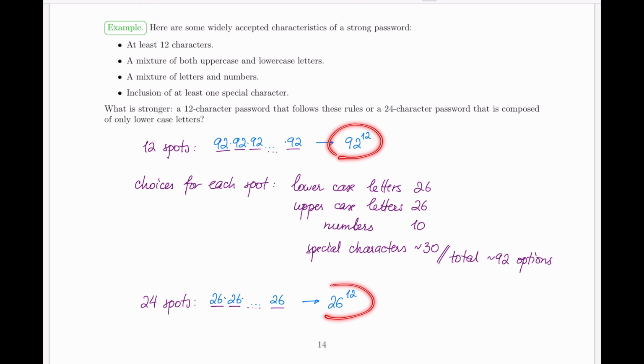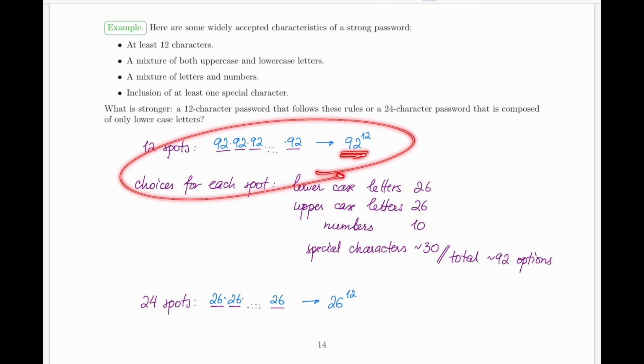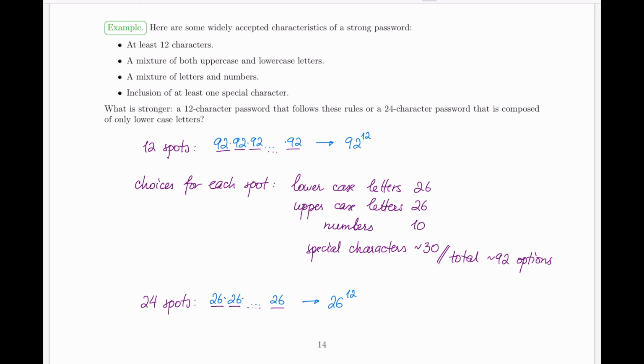How different are these two numbers? I mean, first of all, I can obviously see that this one is going to be bigger. So altogether, I have 26 times 26 times 26, 24 times. So 26 to the power of 24. And now, the task is to compare these two numbers. Which one is bigger, 92 to the power of 12 or 26 to the power of 24?